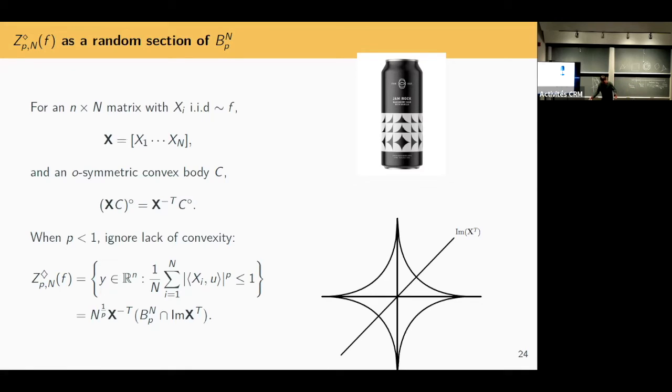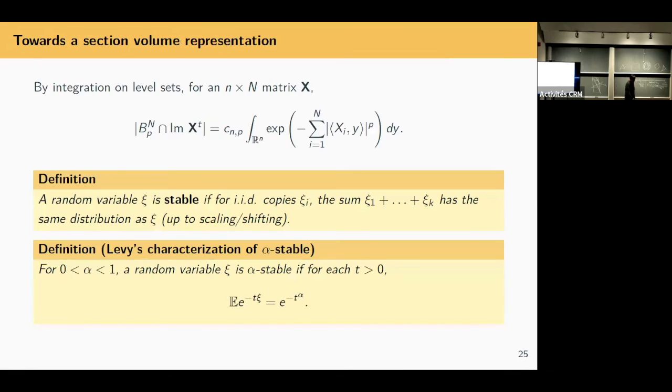That's the description of the set. How does this help you? Now it's just a description. I still don't have methods that deal with the non-convex world. So that's the last step. Okay, so I use a volume representation.